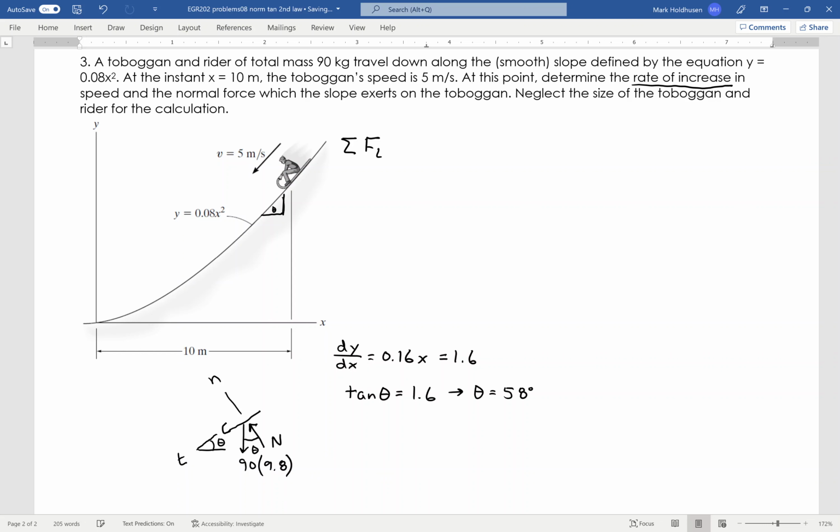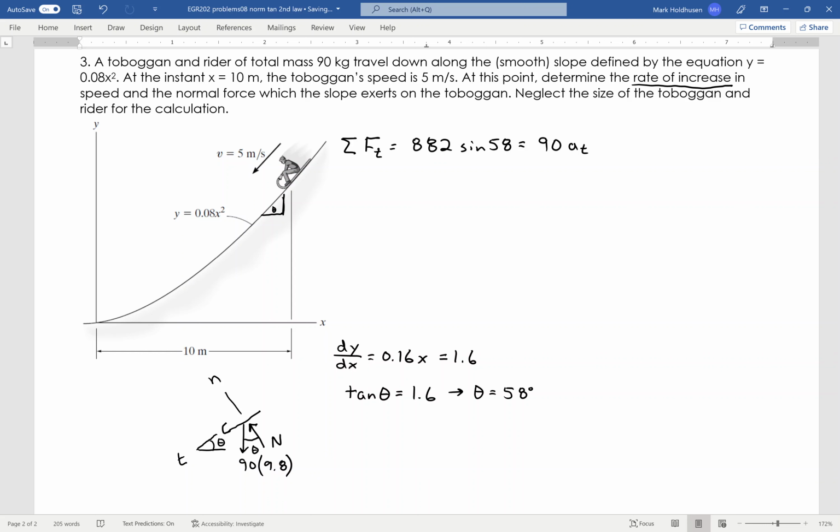So I'll sum the forces in the tangential direction. The only force I have in the tangential direction is the sine component of the weight, and the weight is 882. Again, that's 90 times 9.8 times the sine of 58, and that is going to equal the tangential acceleration times the mass. So that's 90 times the tangential acceleration.